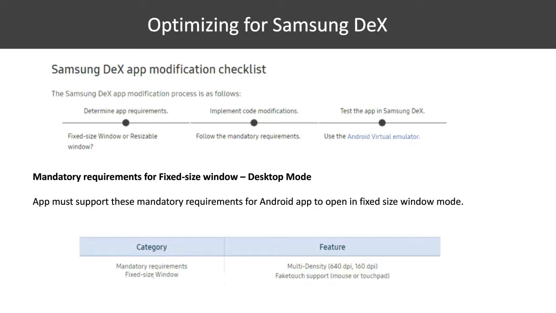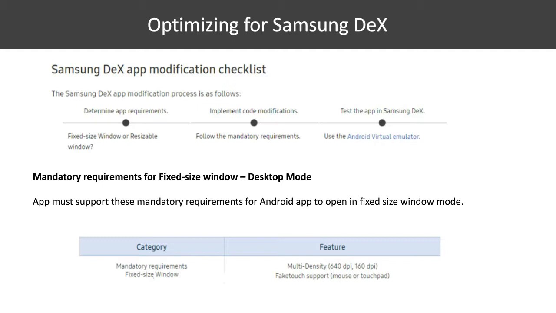Optimizing for Samsung DeX. It is very simple to optimize your application for Samsung DeX. The first step is to determine your app requirements. You need to decide if you want your application to run in a fixed size window or a resizable window. Then you can implement the code modifications to your application accordingly, and you'll be able to test your application using Android Studio's emulator.